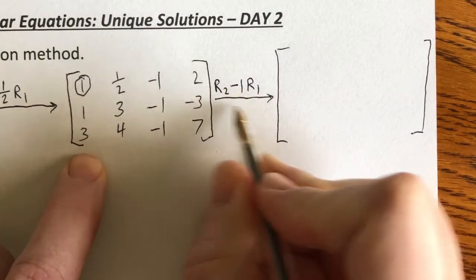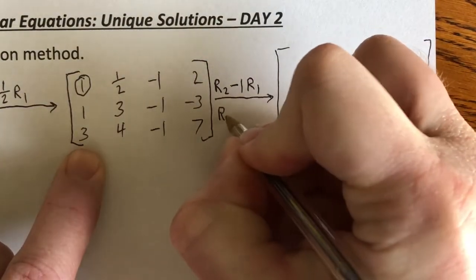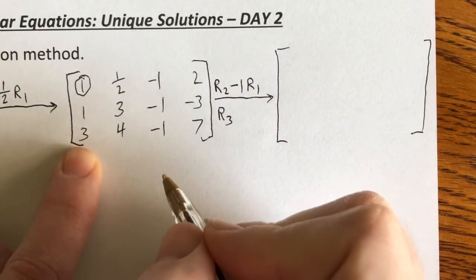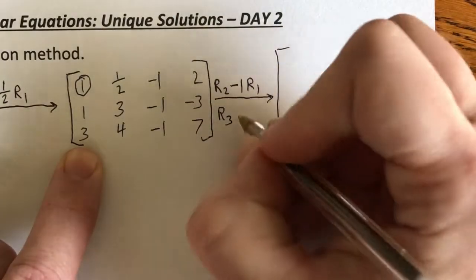Below this, we're going to write down another row operation. So let's look at row 3. We need to change this 3 in row 3 to a 0. To accomplish that goal, we write down the row that's changing. This is the appropriate notation.